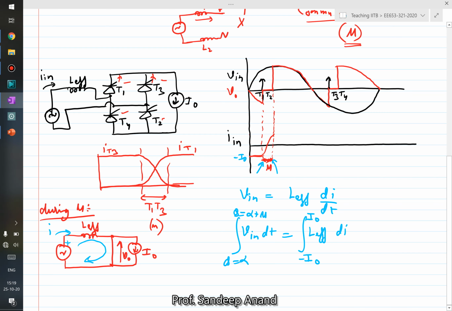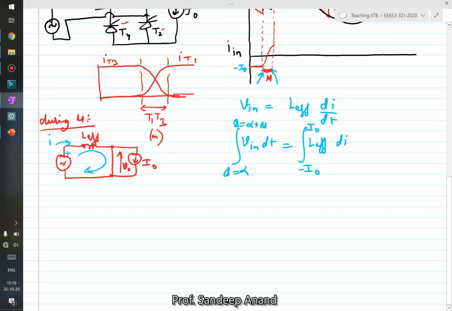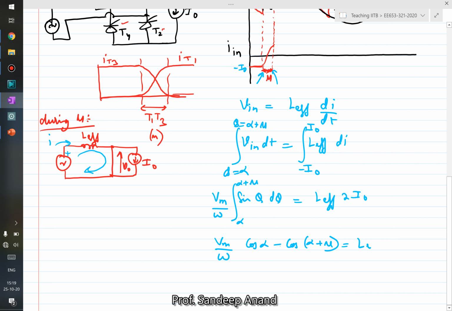Okay, now let's see what happens. We can solve it. We can write the integral of Vm sine theta d theta upon omega, going from alpha to alpha plus mu, is equal to L effective into 2I0. We can further rewrite it as Vm by omega into cos of alpha minus cos of alpha plus mu equals L effective into 2I0.